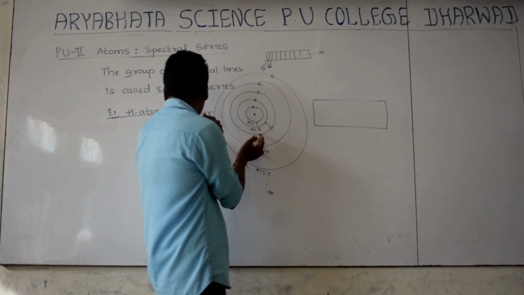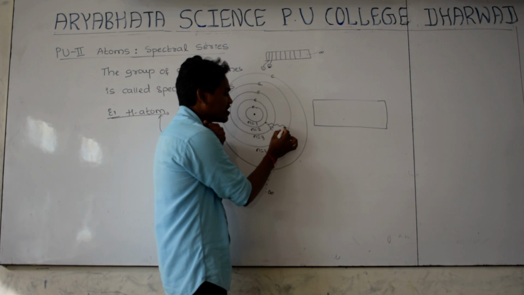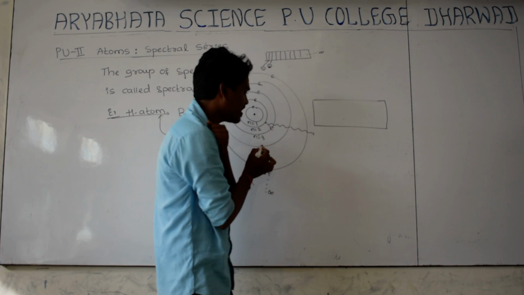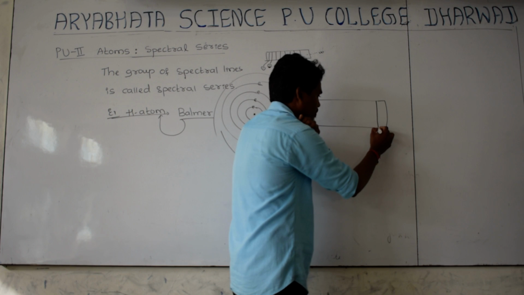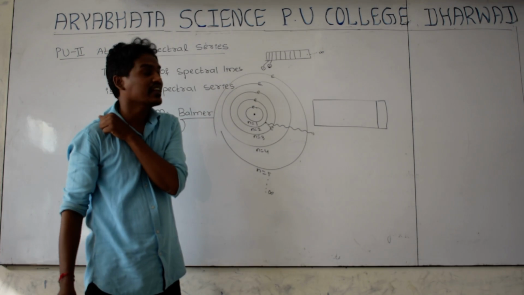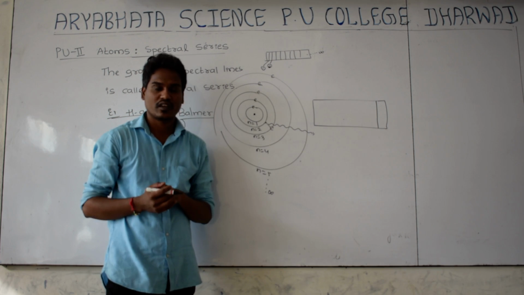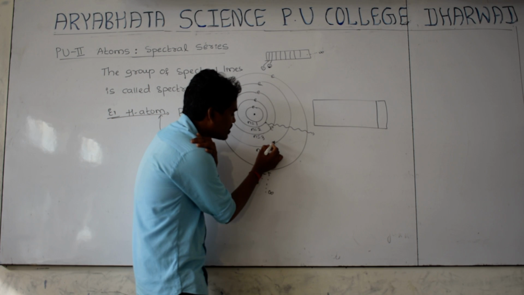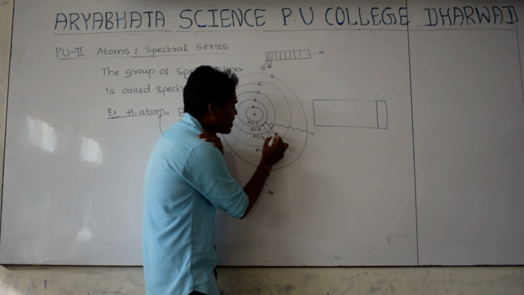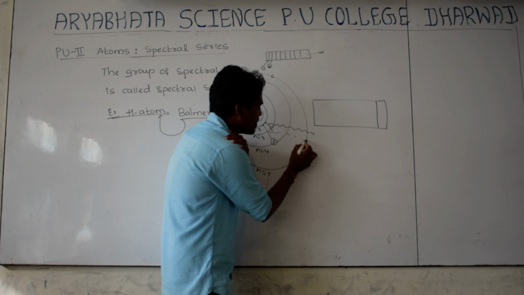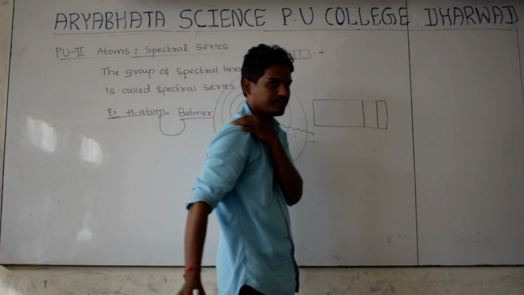When the electron jumps from a higher energy level to a lower energy level, it emits radiation in the form of electromagnetic radiation, and this is a spectral line produced on the screen whenever the electron jumps from third to second. And next, whenever the electron jumps from the fourth orbit to the second orbit, it emits radiation, which is taken on the screen. This is the second spectral line.